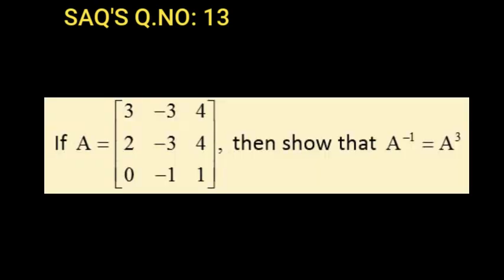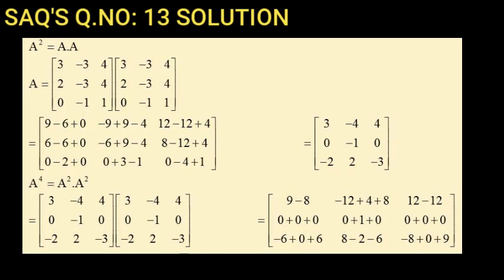Okay, next one. If A is equal to [3, -3, 4; 2, -3, 4; 0, -1, 1], then show that A inverse is equal to A cube. Okay. First we find A square and A power 4. A square is equal to A into A. That is the multiplication of these two matrices.